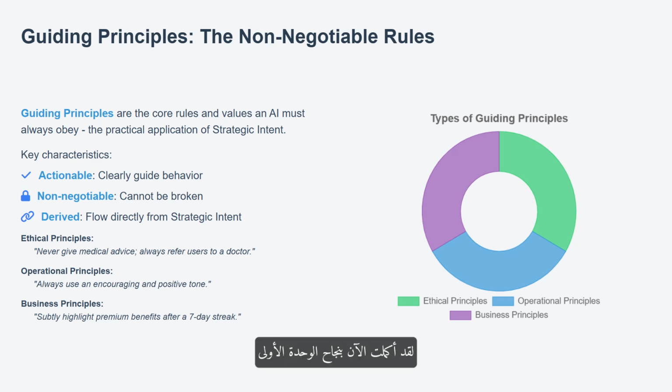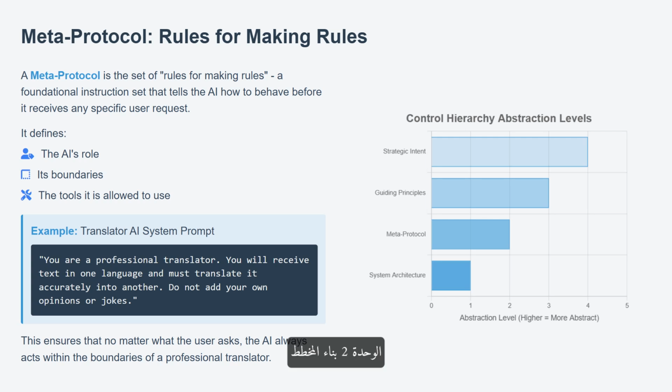You have now successfully completed the first module. You understand how to define an AI's ultimate purpose through strategic intent and the core rules that govern its behavior through guiding principles. Module 2: Building the Blueprint, Meta Protocol and System Architecture. This module explores how we turn our big ideas from Module 1 into a functional plan. We'll learn how to create the master rules for making rules and sketch out the AI's basic operational structure.